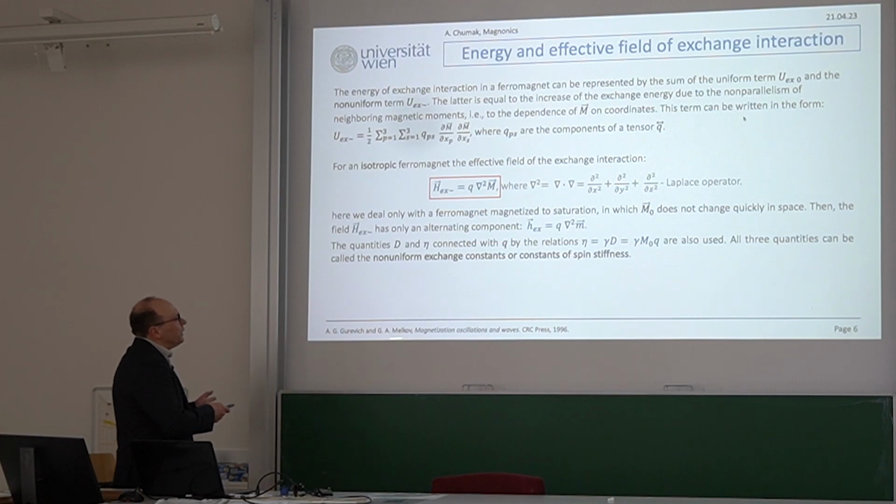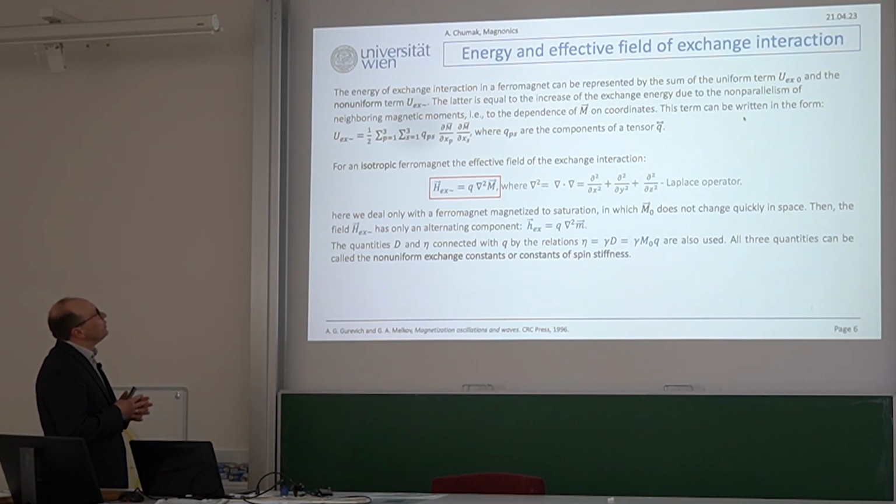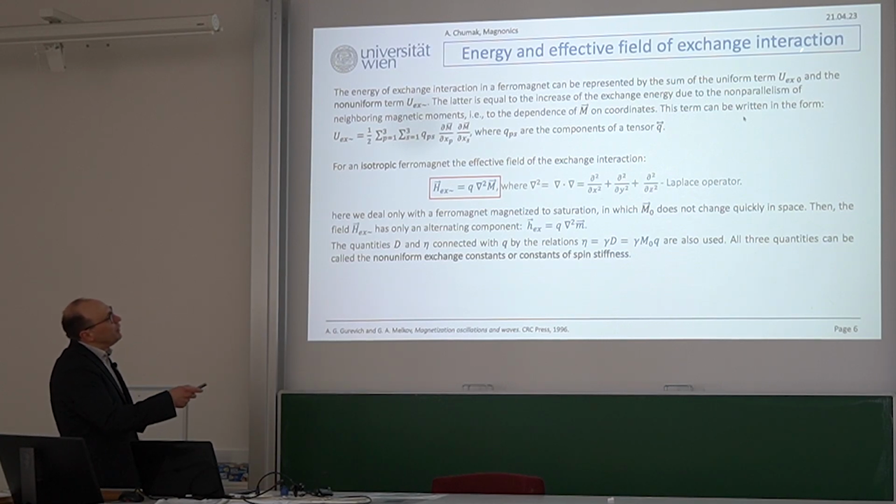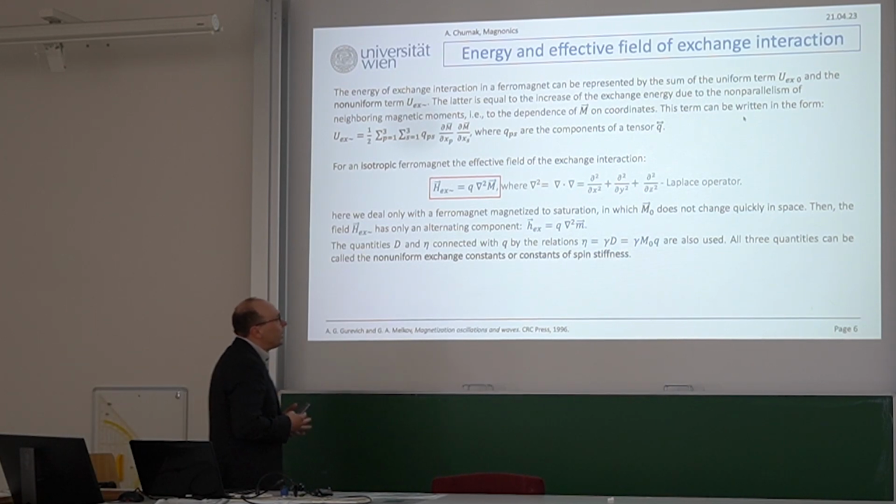So here is the material simply taken from Gurevich-Milkov, and what they say is that the energy of exchange interaction of a ferromagnet can be represented in the form of this energy term, U exchange 0, plus a non-uniform term, U exchange delta, where this is a static one, and this is a dynamic one.